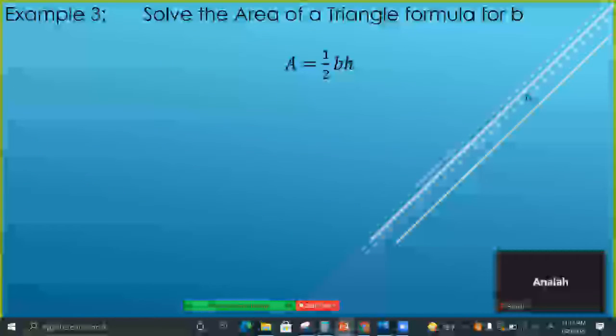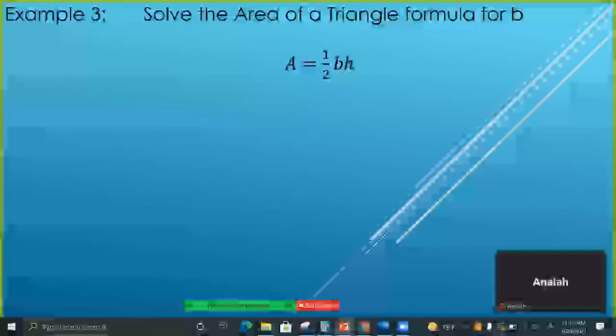Example 3. Solve the area of a triangle formula for B. Okay, so they're telling us that this is the area of a triangle formula. We have A equals 1/2 times B times H. B stands for the base, H stands for the height, and A stands for area. And this is the area of a triangle formula. But we're not trying to figure out the area of any triangle. We're just trying to rearrange this and solve it for B instead of right now it's solved for A, area. But I want to undo what's happening to the B and get it all alone.